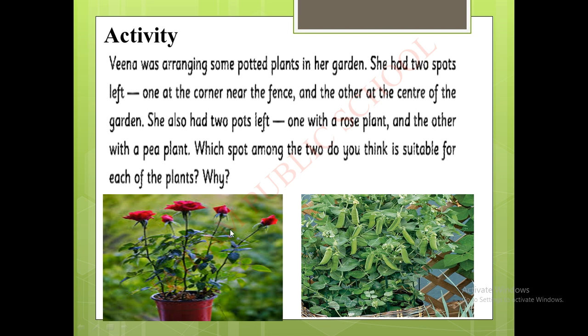Okay, how is the rose plant looking? Yes, of course, it is looking like a shrub. So where does she have to keep the plant? Let us discuss. Next is the pea plant. The pea plant is a climber, so surely the pea plant will need a support to climb. Now here in the garden we can see where she can keep it.